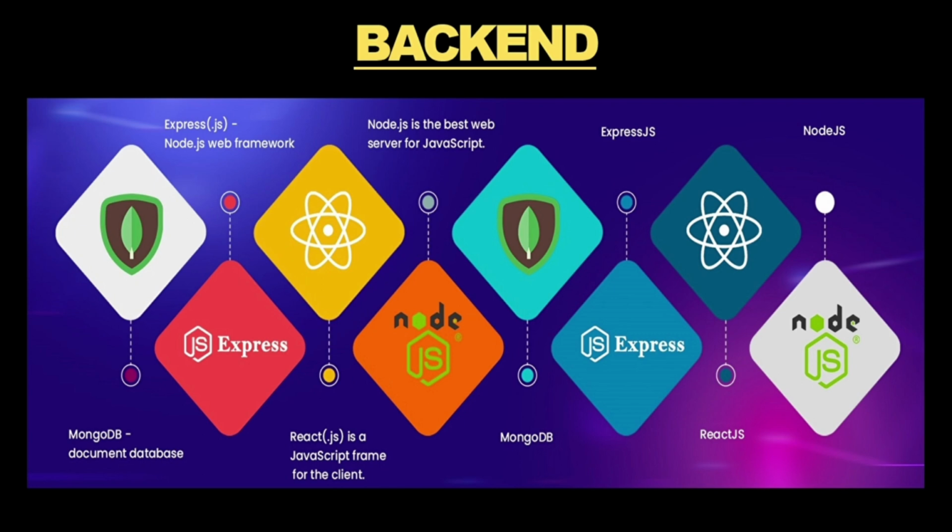What is backend? Backend is a mix of the server, database, APIs, and operating system. It is made up of Express.js, MongoDB, and Node.js. MongoDB is used for documents and database. Node.js is the best web server for JavaScript. Express.js is Node.js web framework.